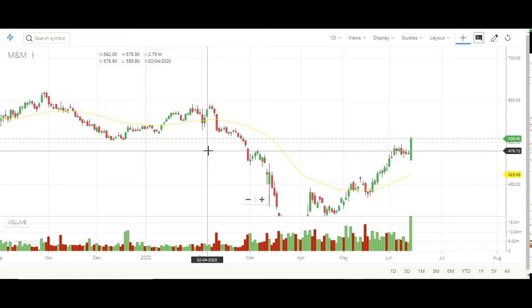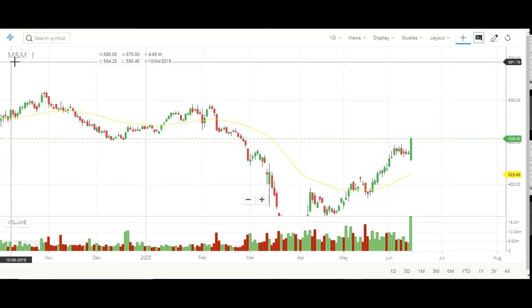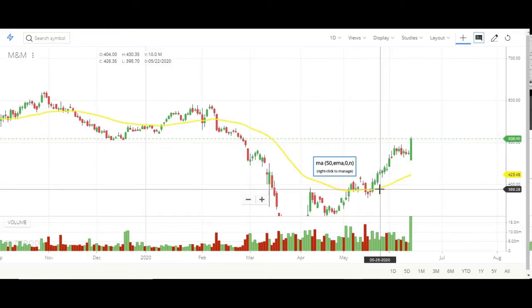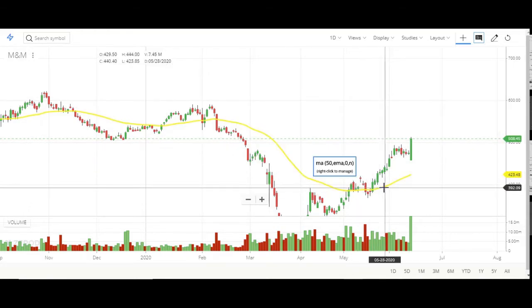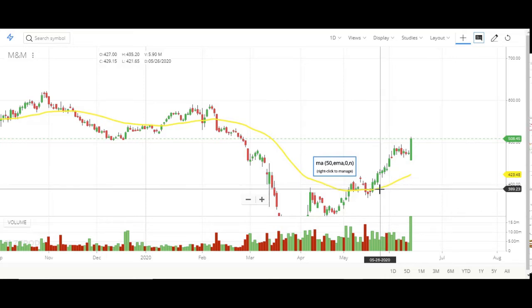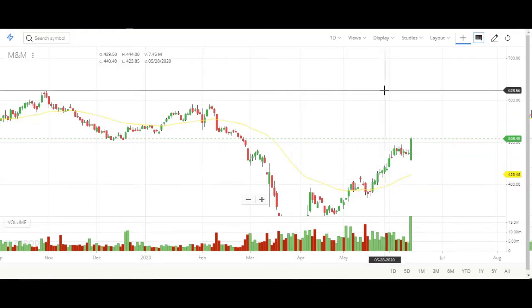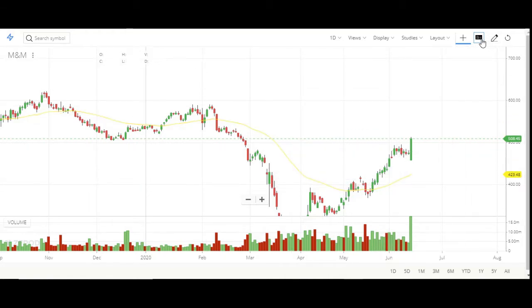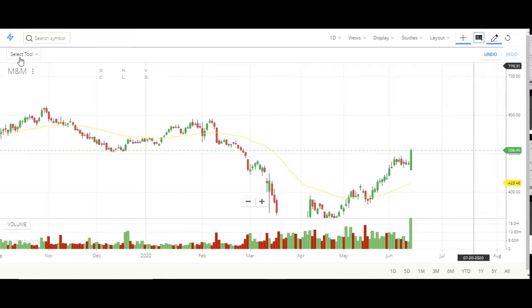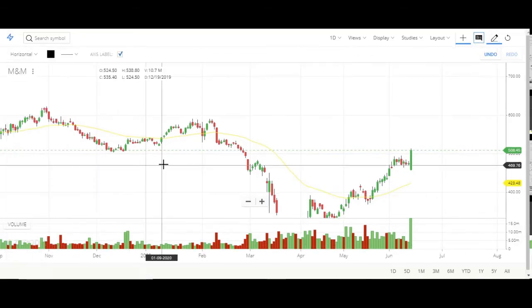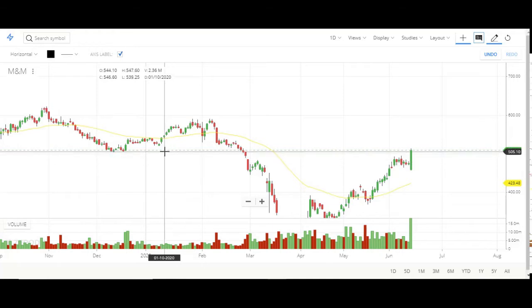This is the one-day candles of M&M stock. You can see that in the one-day candle, M&M is trading above this 50 days moving average. After that, I'll be drawing the support and resistance levels for this. Here you can see that this level acted as a resistance.